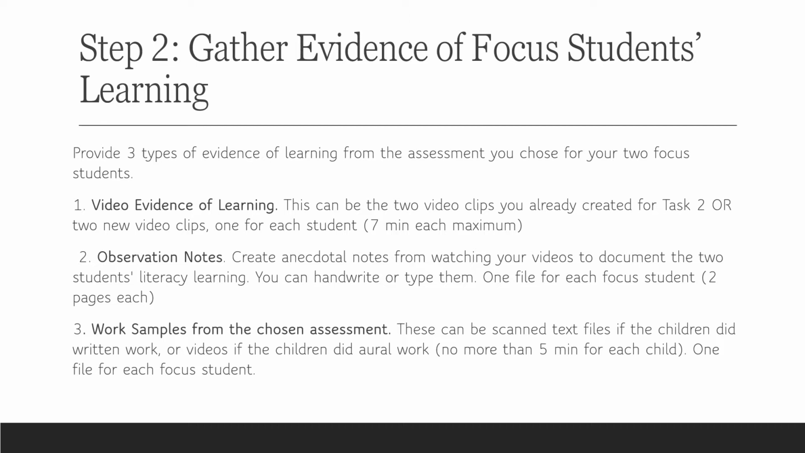And then the third part is work samples from the chosen assessment. These can be scanned text files. If the children did written work, like if they drew a picture of the main character, you could just take a picture of it or scan it into a text file, into a Word document. Or if the children did oral work and you don't have work samples, then you could use videos here. But if you have written work, it's easier to just create 2 text files. Again, 1 for each student.